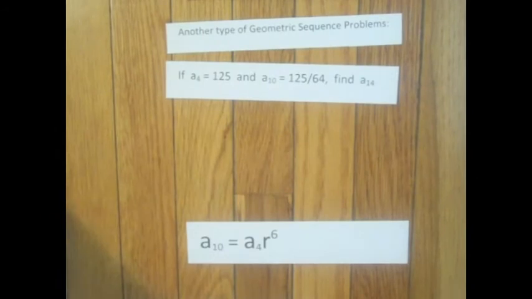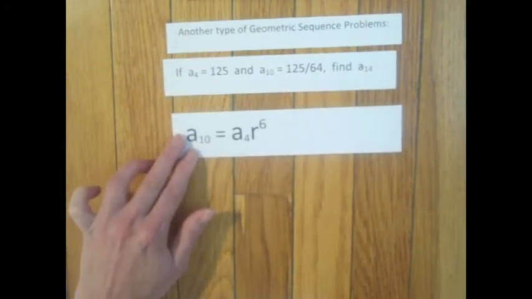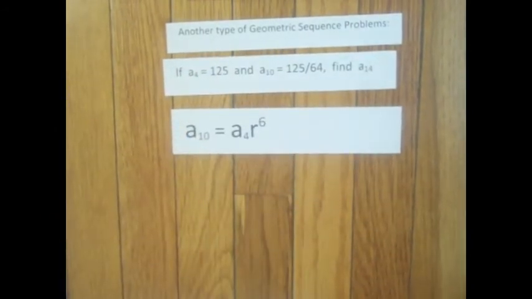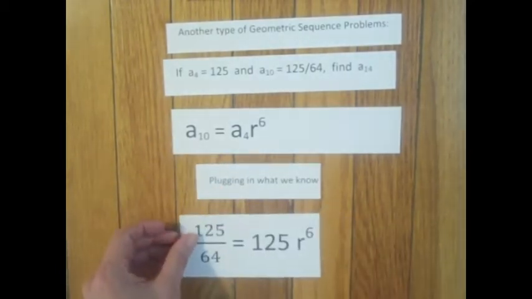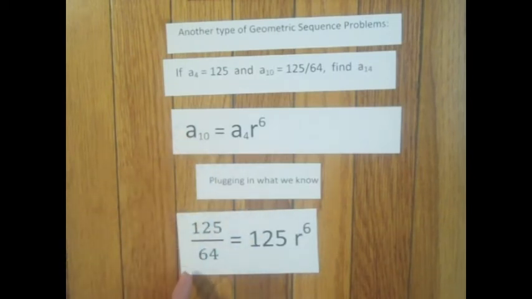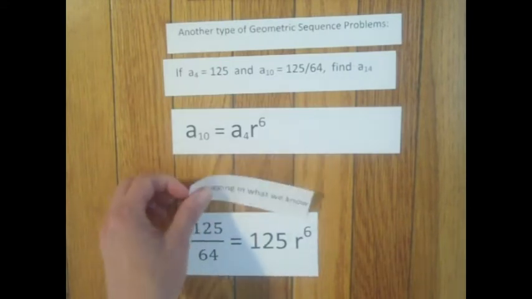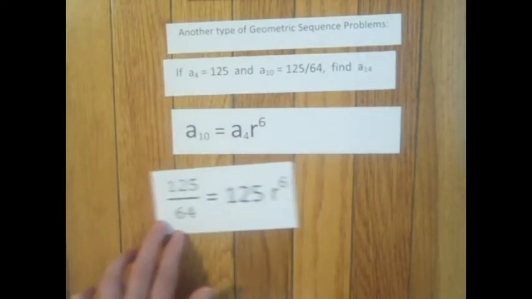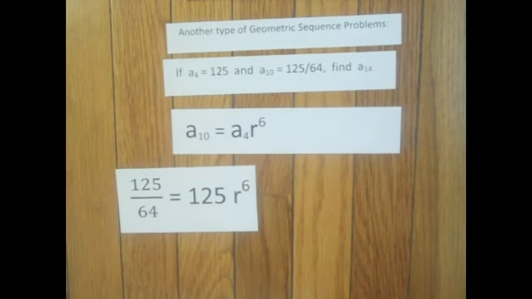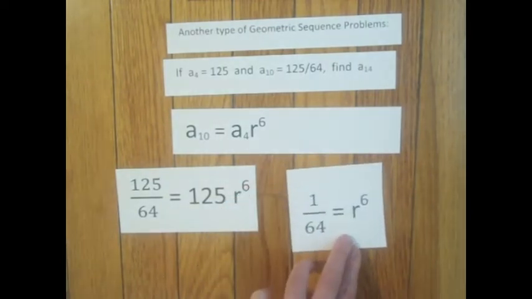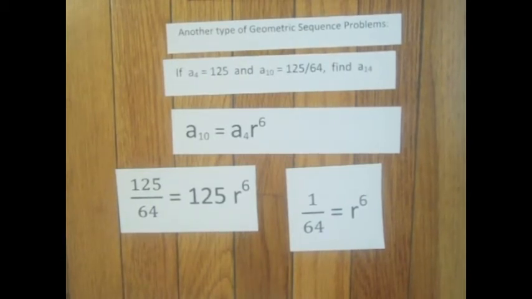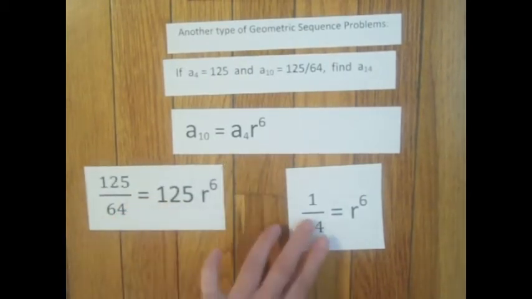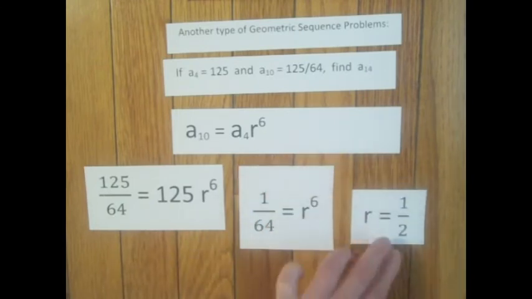So basically, when we look at this type of problem, this is going to be our first step. If we plug in what we know, given in the problem, we're going to end up with a sub 10 equals a sub 4 times r to the 6th. We don't know what r is yet, but now we just created an equation where it's the only unknown. And so as we solve, as we simplify, we get r to the 6th is equal to 1 over 64. And finally, r is equal to 1/2.